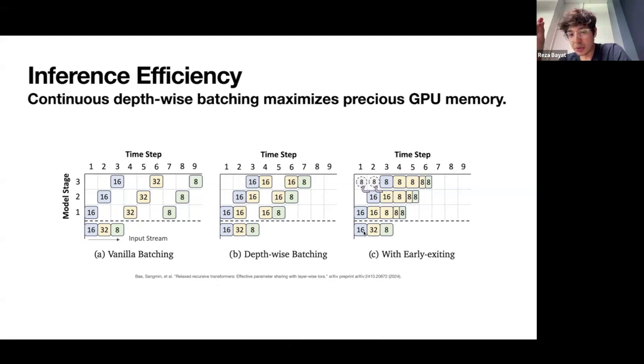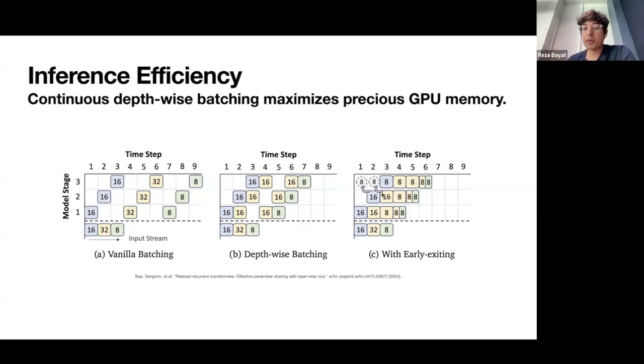So the batch size is 32, and you have an input stream. At each stage of the model, you will process some of the sequences in the batch. And when you go to the next stage and receive the next input stream, you can feed those extra sequences to maximize your GPU memory.